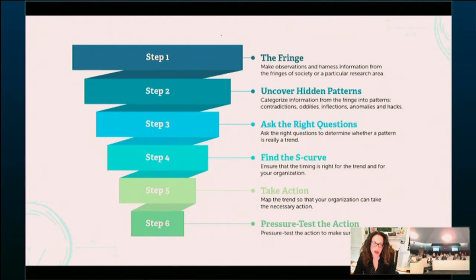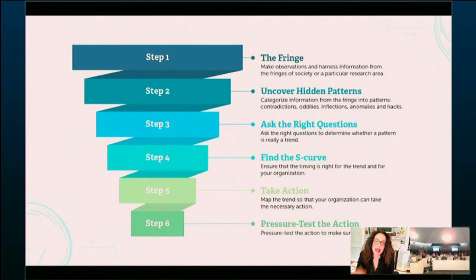It looks like this. So we start out on the fringes of society and people who are doing experiments in research and development. We make observations. We then look for hidden patterns, and we have a system that we use to figure out what those patterns are. We then interrogate potential trend candidates by asking a lot of questions to figure out what it is that we're seeing and what that means. We then look for an S-curve, and I'm going to talk a lot in the next 20 minutes about what an S-curve is and why you need to use it. But basically, we're looking for different points of inflection to figure out where the trend is and what that means. Then we come up with a way to take action on the trend.